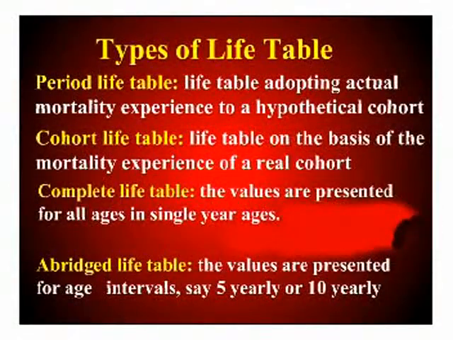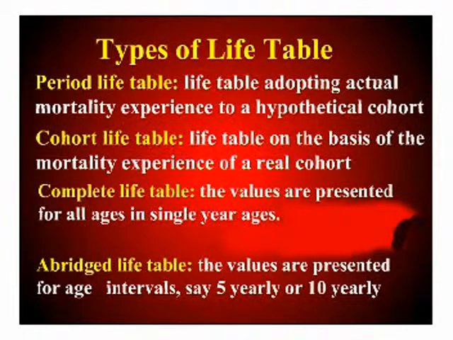The life table is defined as a description of mortality experience of a hypothetical cohort whose number decreases gradually by deaths until all persons die out. There are two sets of types of life table. One set is either a period or cohort life table.